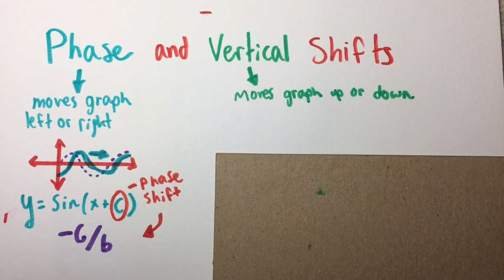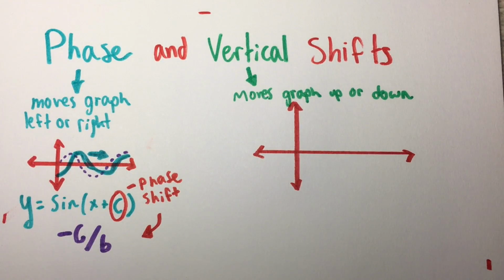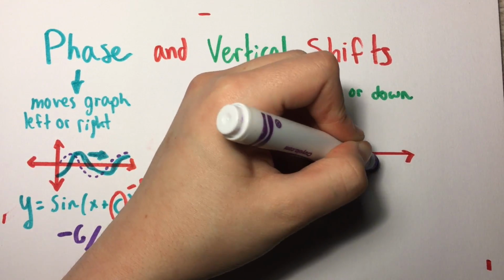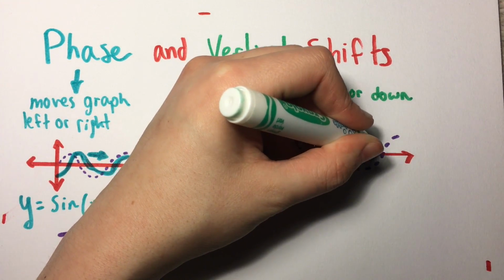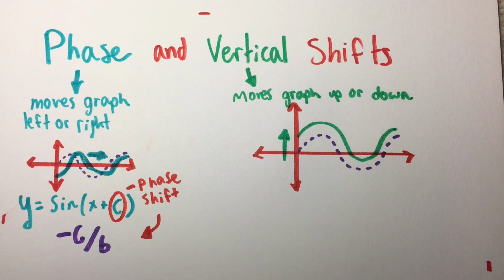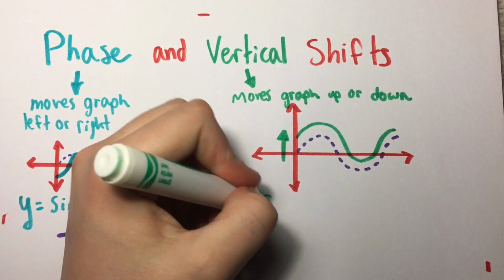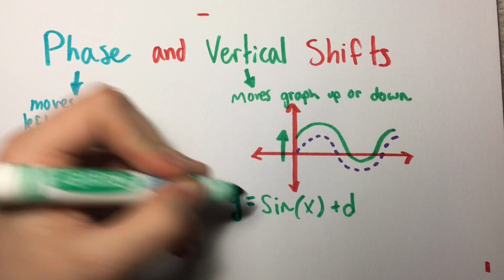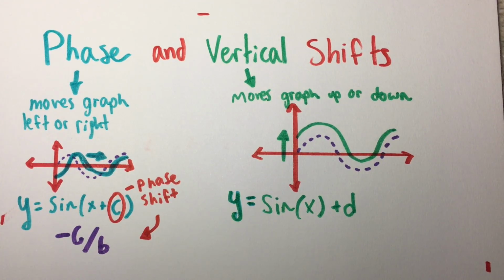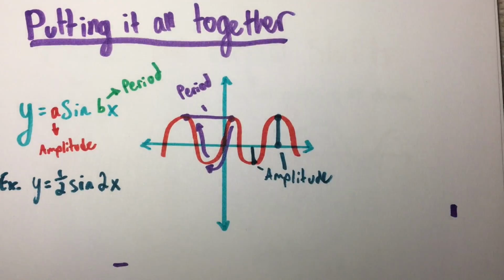Our next variable is a vertical shift, which moves the graph up or down. As you can see here, the purple line represents, once again, the parent or original graph. Now, the green line has been shifted upwards using a vertical shift. How does this look in an equation? Well, once again, starting with our simple y equals sine of x, we're going to add a new variable, d. D requires no equation or no changes. It is simply the vertical shift.